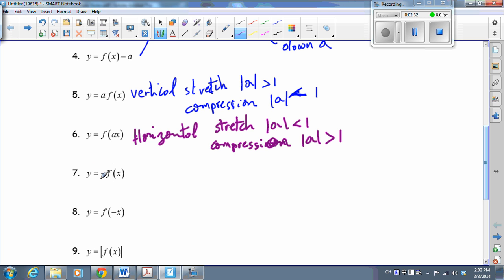The negative on the outside is just a vertical reflection. Another way to call vertical reflection, you can say reflection over the x-axis. Compared to this, where is the horizontal? The vertical reflection is outside, the horizontal reflection is inside. So this one is horizontal reflection, and horizontal reflection is a reflection over the y-axis.